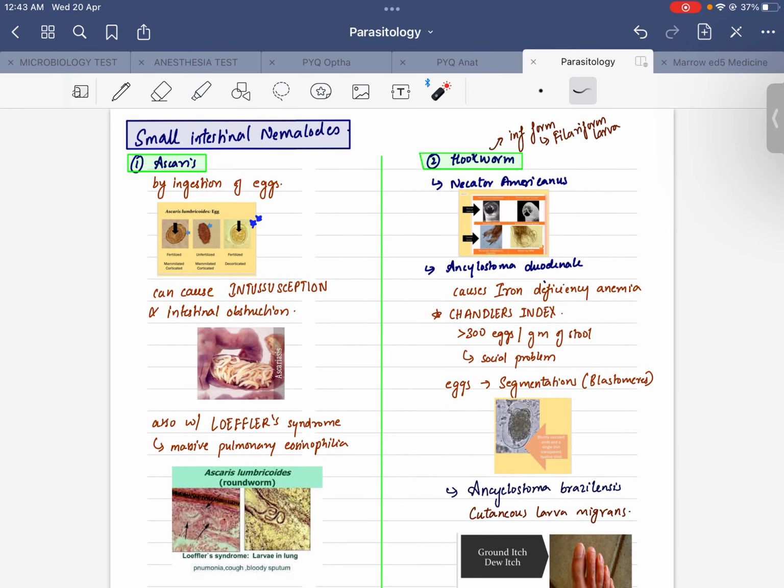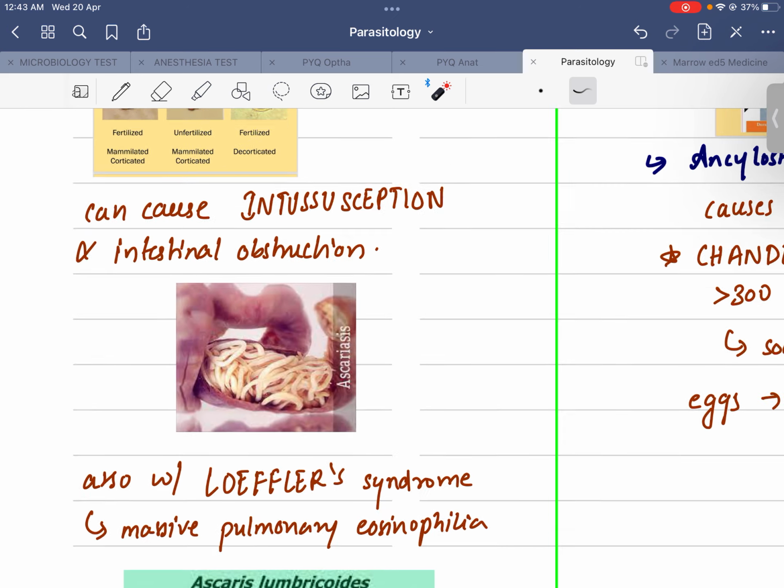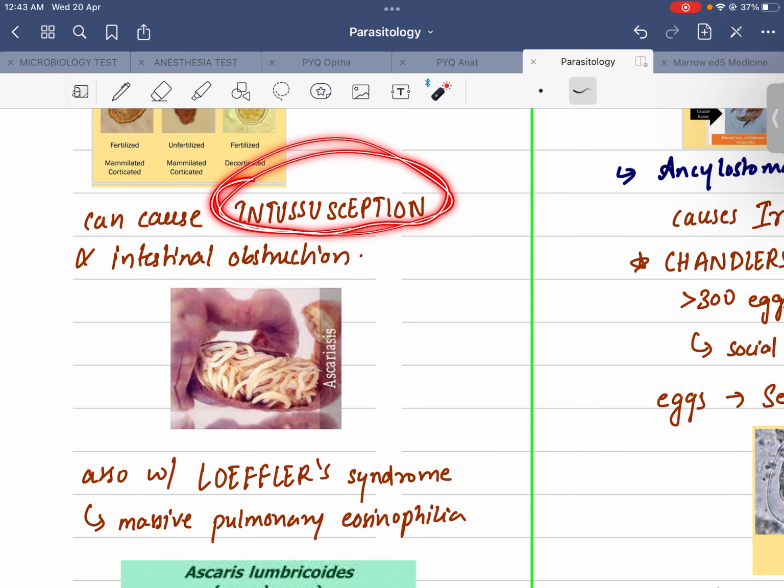Now what can Ascaris cause? Look here, these are roundworms, right? Nematodes are roundworms. So these roundworms can cause complete intestinal obstruction. They can also cause intussusception. Okay, remember intussusception has currant jelly stools.